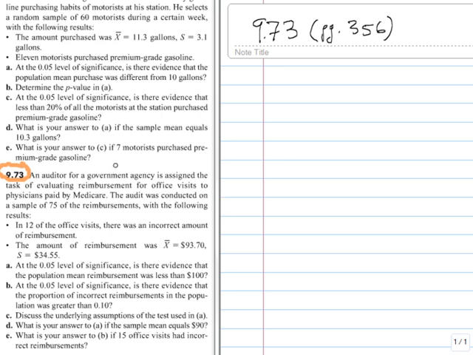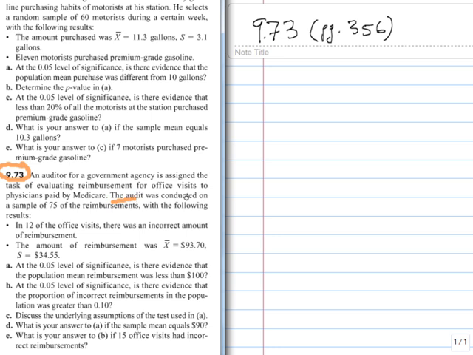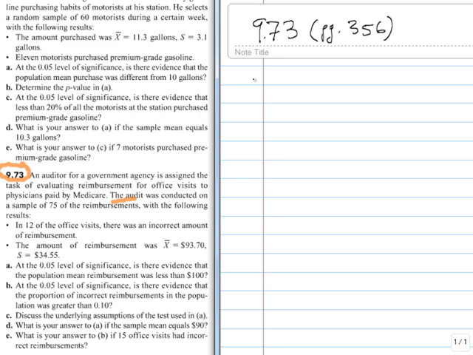It says, an auditor for a government agency is assigned the task of evaluating reimbursement for office visits to physicians paid by Medicare. So this is a medical question. We want to look at office visits. In fact, they did an audit. It says the audit was conducted on a sample of 75. So I'm going to say n equals 75. I'm going to start writing down the information I've got.